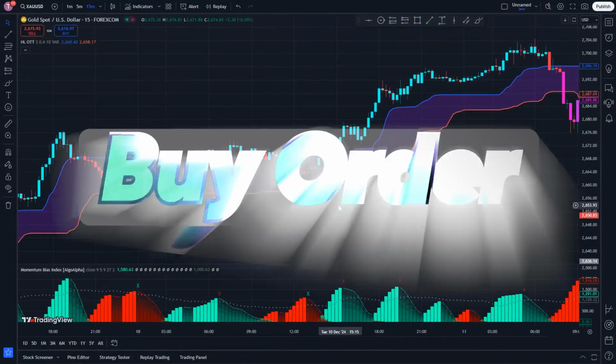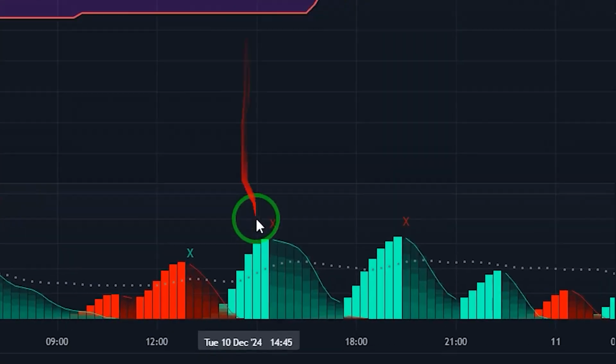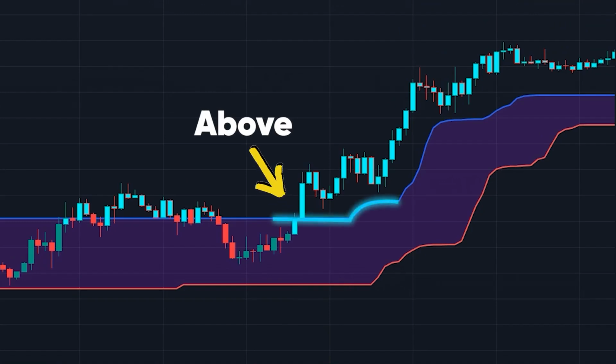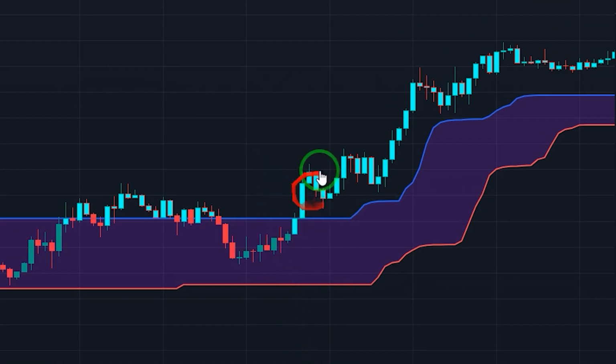Buyer setup. For a buy signal, look for a green bar above the oscillator points, and the price should close above the HOT line. In this case, set your stop loss and target accordingly.